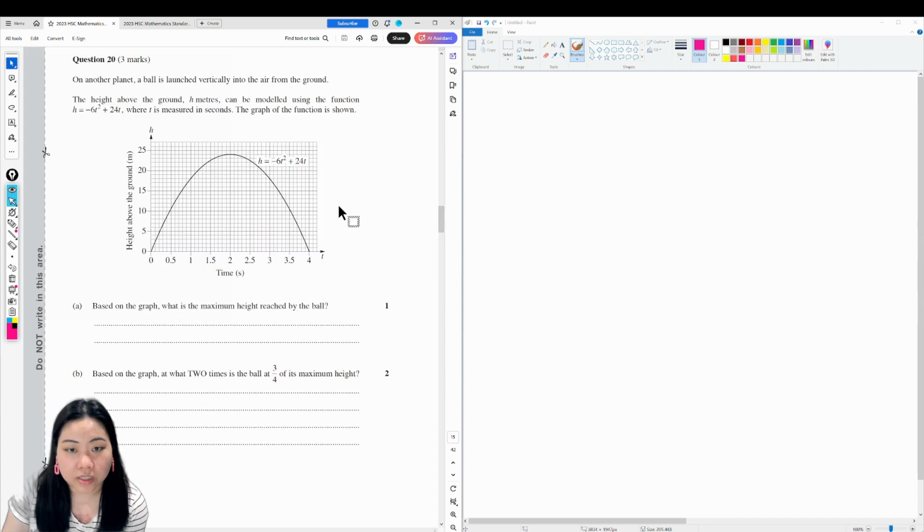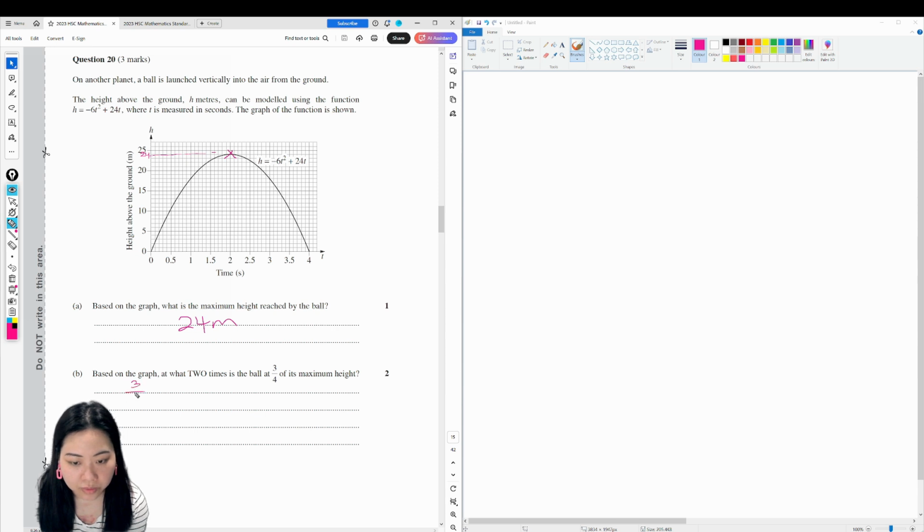Moving on. Question 20, 3 marks. On another planet, a ball is launched vertically into the air from the ground. The height above the ground in h meters can be modeled using a function of h equals minus 6t squared plus 24t, where t is measured in seconds. The graph of the function is shown. A. Based on the graph, what is the maximum height the ball reached? That is 24 meters.